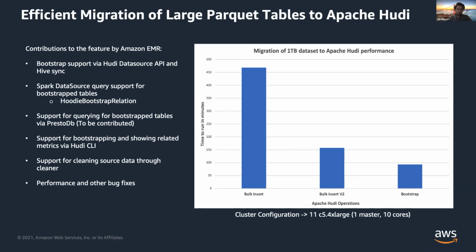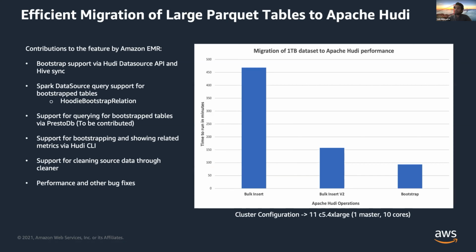So we don't have to fall back on the Hive input format and stuff, which is quite inefficient. We implemented similar stuff in Presto as well, and a bunch of other things. This graph here shows a quick performance test that we ran on a 1 TB data set sitting on Amazon S3. As you can see, for a bootstrap operation for this particular cluster setup and data set, it performed almost 5 times faster than the traditional bulk insert operation.